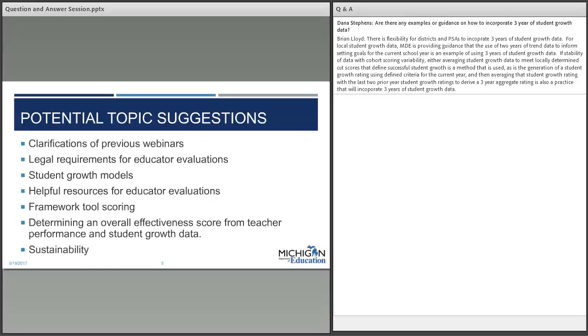So that law, the 3-year mandate, applies to teachers who have taught for 3 years. If you've taught for 2 years, then 2 years of data is used. If this is your first year, then only the first year would apply. I hope that answers your question.